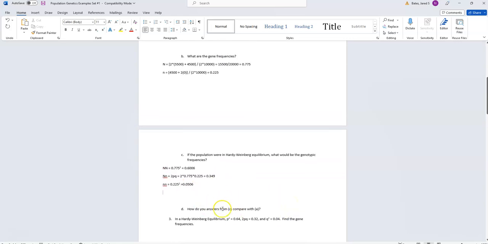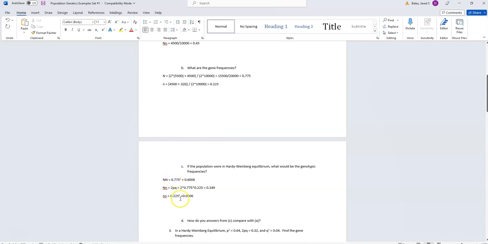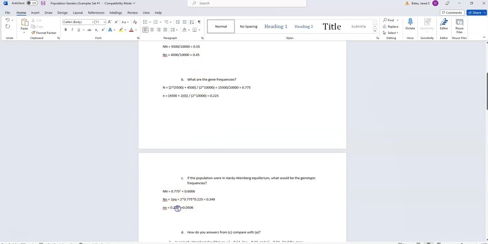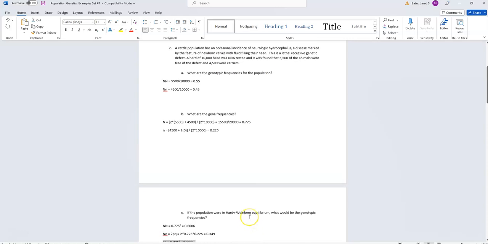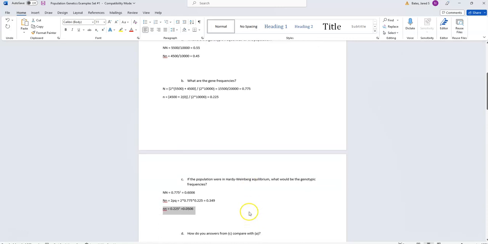So how does this compare from C to A? Well, the main thing is this one, where we have a presence of the lethal genetic defect presenting itself.